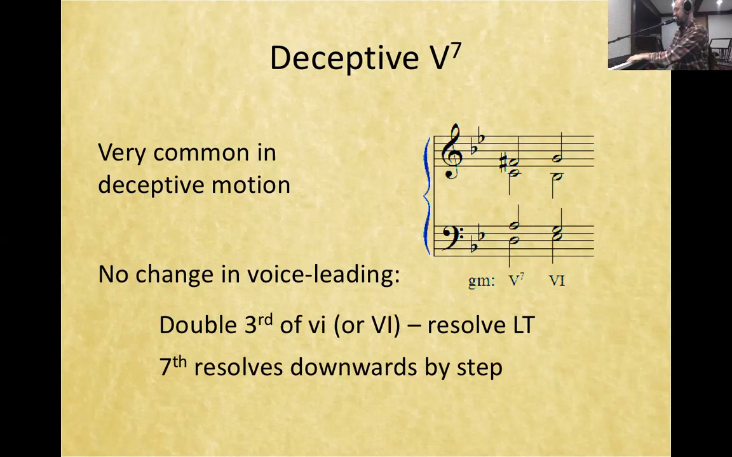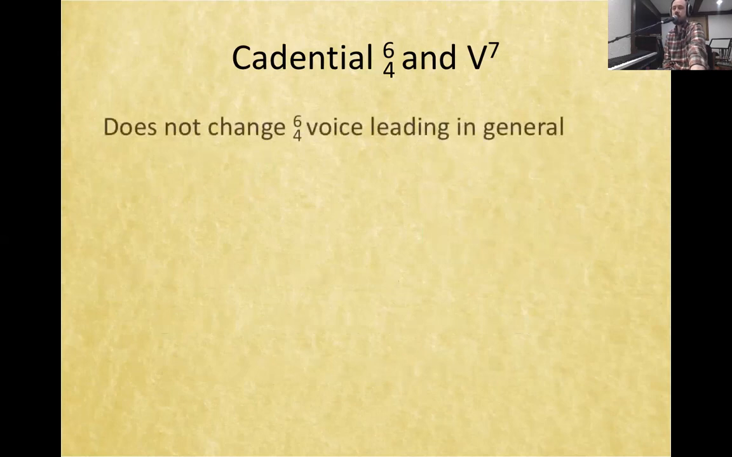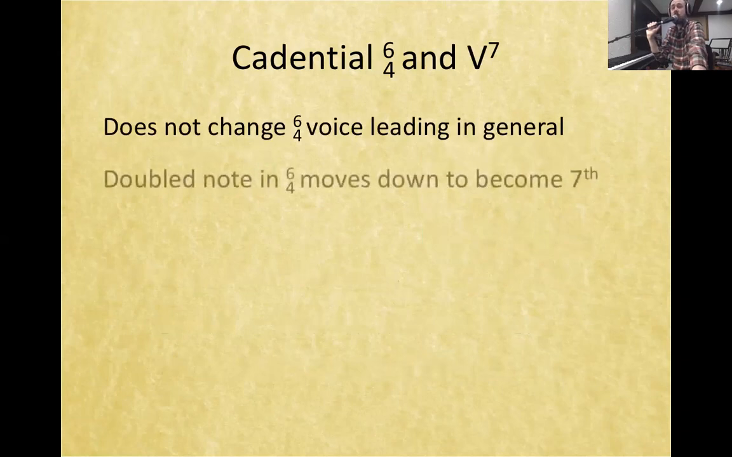And this is very much true here, where we can let that deceptive motion really fully sound like itself. It's perfect. It's beautiful. Okay, so that's deceptive use of the 5/7. Let's look at the other example here, which is what happens if we want to use a 5/7 chord with the cadential 6/4. Just like what we just saw, there's not going to be much change to the overall voice leading.